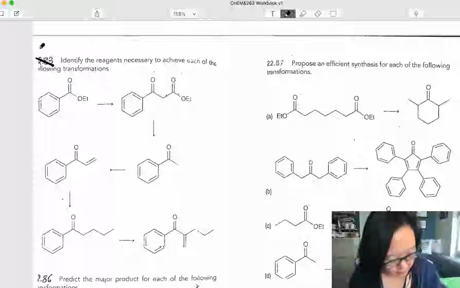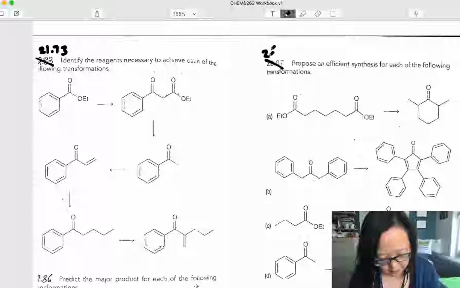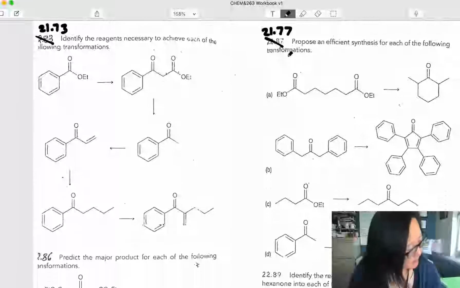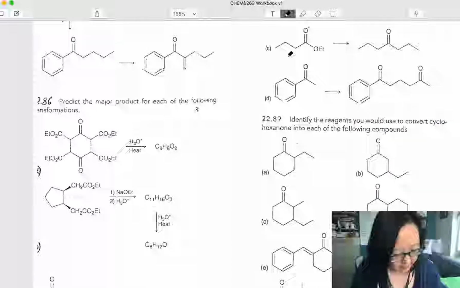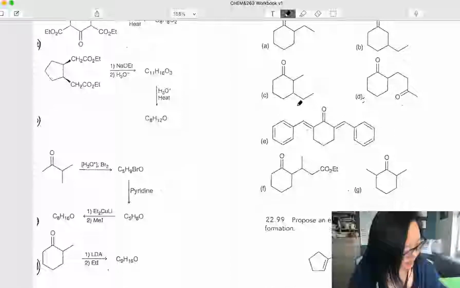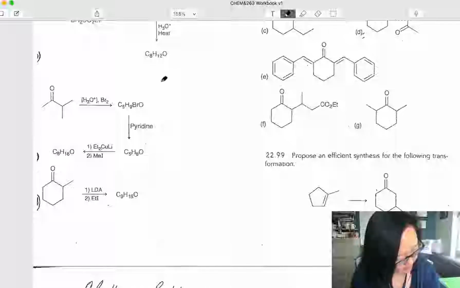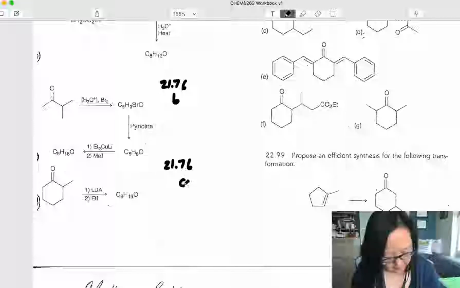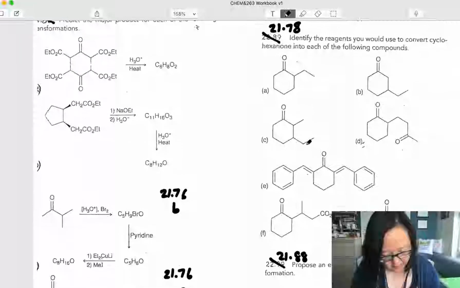This one up here is 21.73. This one is 21.77. So instead of doing problems out of the book, I've just put some of them in here already for you. So these are the ones that I'd like you to work out for homework. Okay, these ones. And then this one down here is 21.76 part B, 21.76 part C. This one is 21.88. And this is in the 3rd edition Klein.